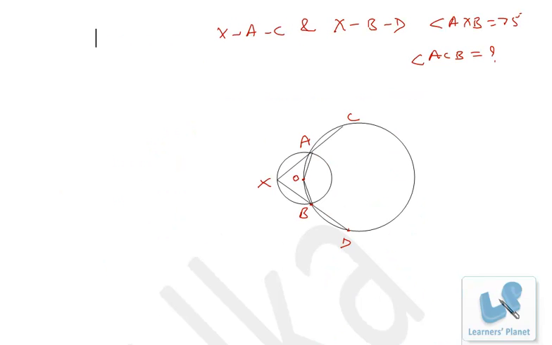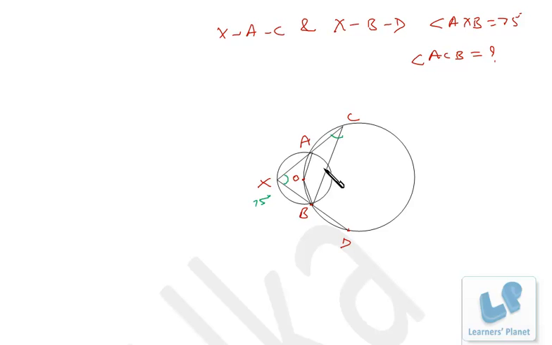Now in this problem, these two circles are intersecting each other at points A and B. XAC and XBD are given straight lines, and angle AXB is 75 degrees. That means this angle is 75 degrees. We have to find out angle ACB. I join B and C. So this angle we have to find out.